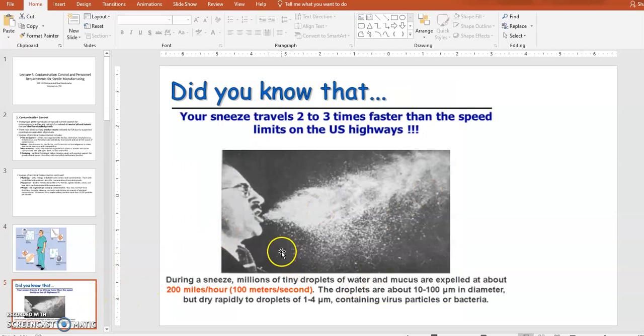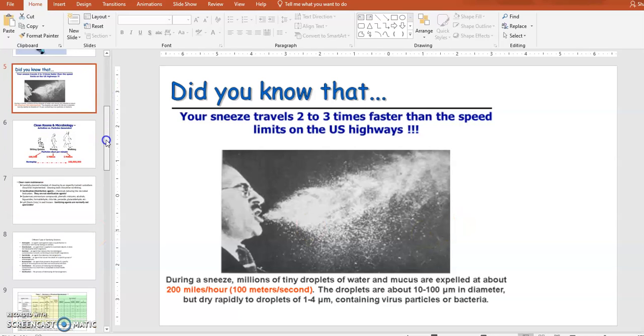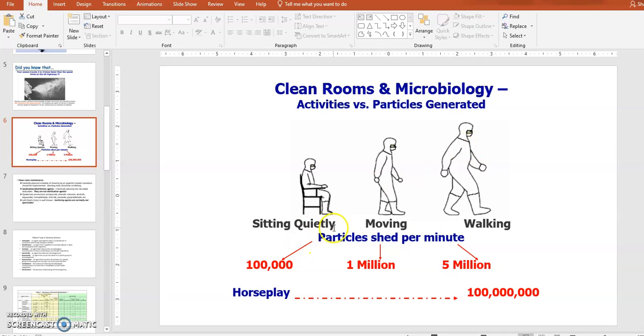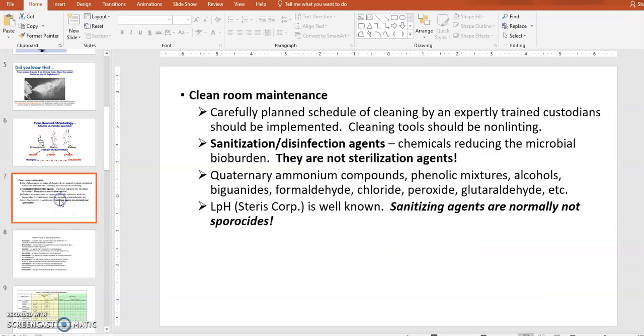You're breathing and sneezing, you can shed a lot, basically. Yes, it's gross, but yeah, people are filthy. And then, yes, your movement can generate a lot more particles as well, 100,000, a million, 5 million, depending on the activity you're involved in. So, a clean room is a place where manufacturing should take place, because you're controlling air quality and everything.